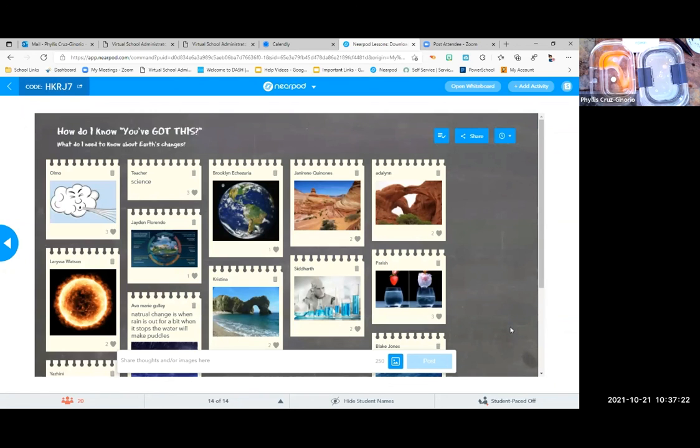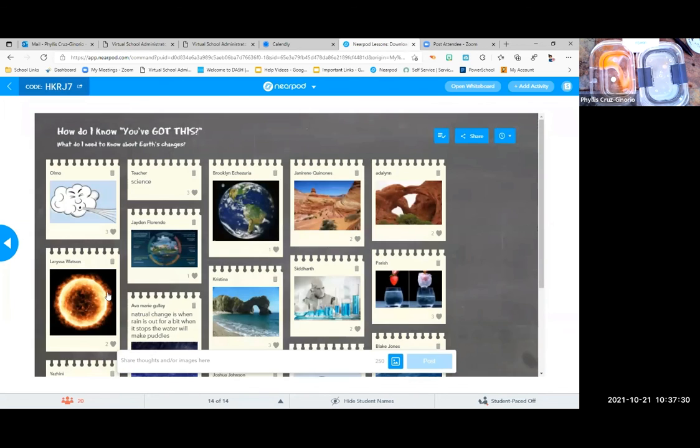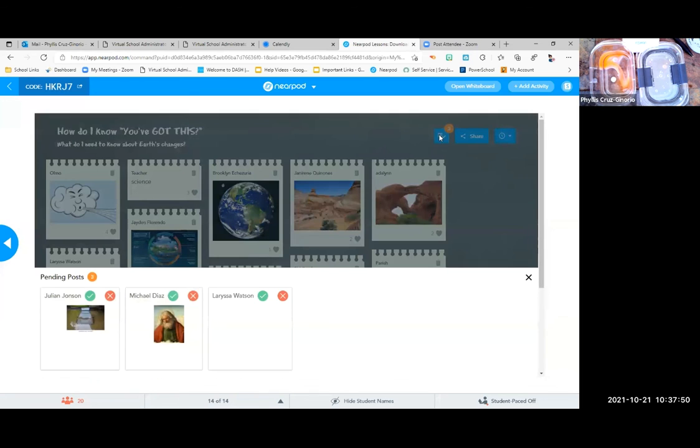Anybody have any other thoughts about what I need to know about the Earth's changes? What about fast and slow changes? Do certain things happen very slowly? Like if you blow on your Smartie, it takes a long time. But if I crash into it with water, if a tornado hits it, will it change much faster? You guys think about that.